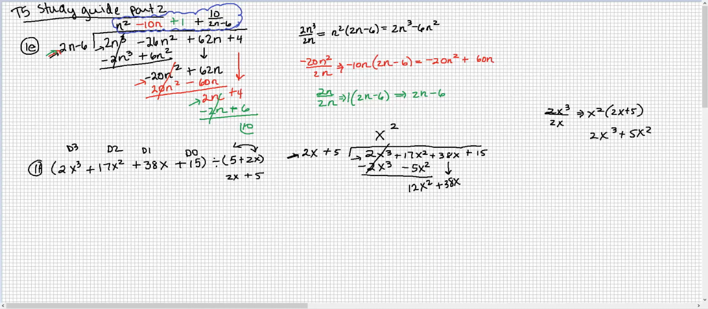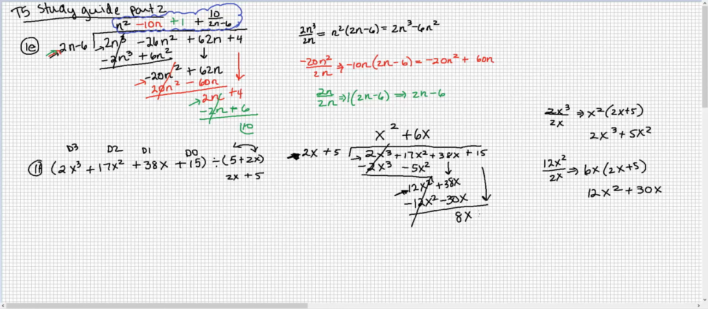Now you ask yourself again, how many times does 2x go into this first term, which is 12x squared? If you can't see it, 12x squared divided by 2x, 6x. So plus 6x. And what do we do? We multiply it with the 2x plus 5. And this is 12x squared plus 30x. And when we write it over here, we have to subtract it, basically change their signs. So 12x squared minus 30x. This cancels. This leaves you with 8x. We bring down the 15.